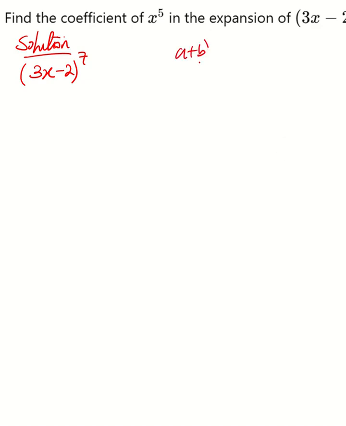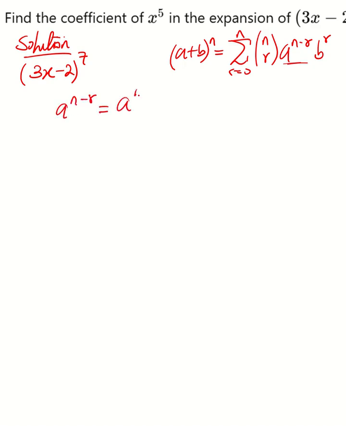(a + b) to the power of n is nothing but the summation of n combination r of a to the power of n minus r and b to the power of r, where r starts from 0 to n. So at the coefficient of x to the power of 5, remember what we do? We are going to compare a to the power of n minus r to be equal to a raised to the power 5.